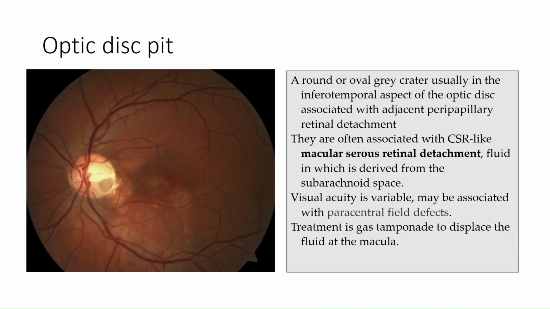The next optic disc anomaly is an optic disc pit. Can you see here? This is usually a round or oval crater seen within the substance of the disc, and the typical location is the inferotemporal part. It's usually associated with fluid in the macula causing macular detachment. So the visual acuity depends on the status of the macula, and the pit per se would not cause any visual acuity problems. The treatment in this condition will be vitrectomy with gas tamponade only if there is macular detachment.